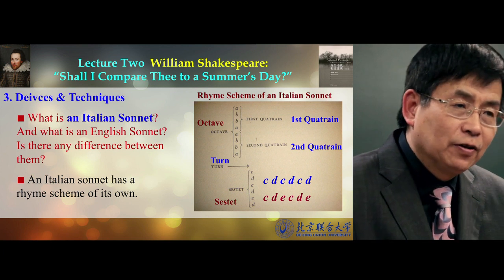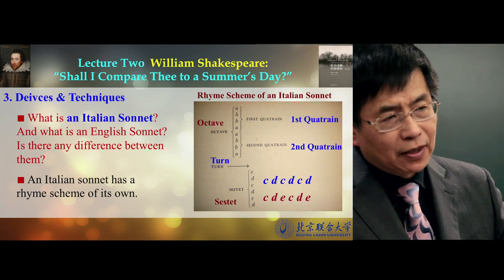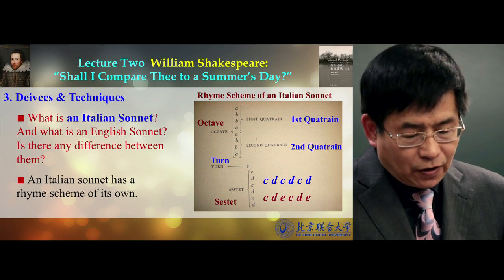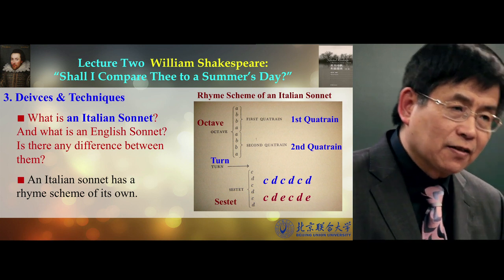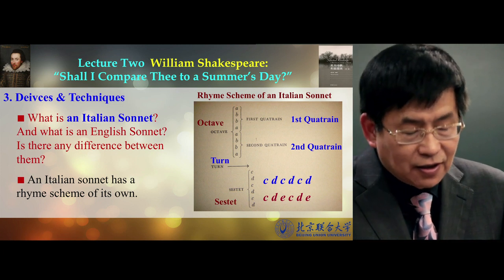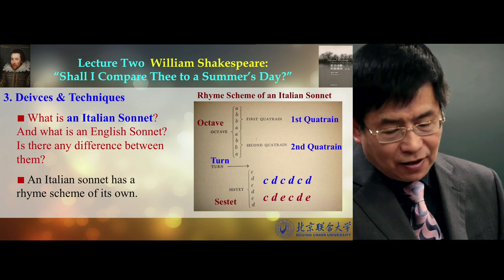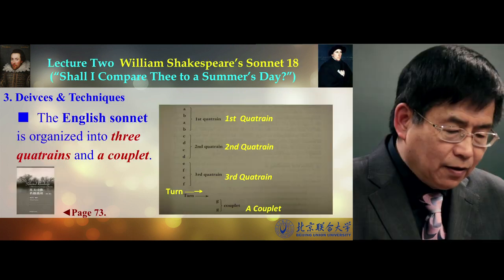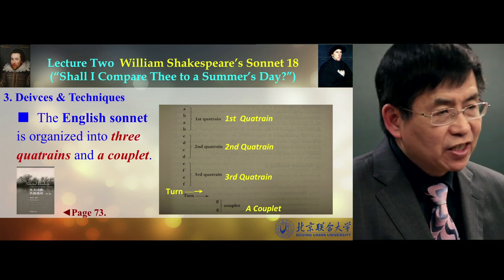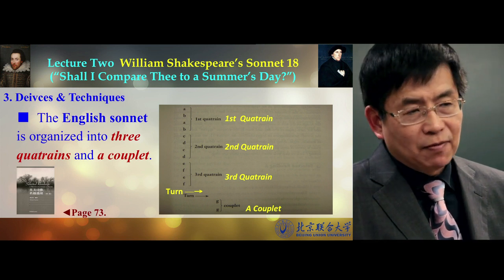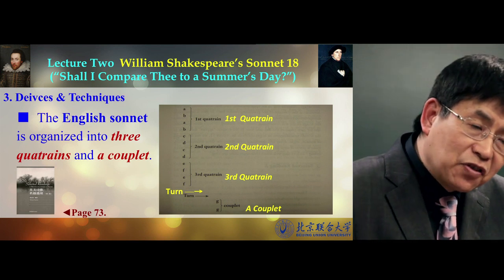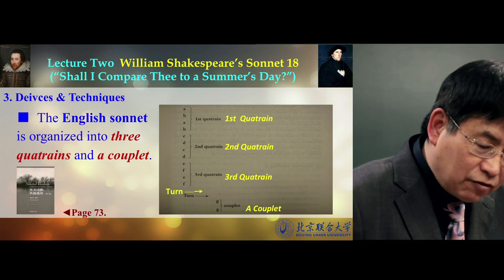And in the octave we have 2 quatrains, ABBA, ABBA. And the rhyme scheme for the sextet is variable. Sometimes it is CD, CD, CD, and sometimes it is CDE, CDE. In terms of the English sonnet, the rhyme scheme is different. The rhyme scheme of an English sonnet is AB, AB, CD, CD, EF, EF, G, G.